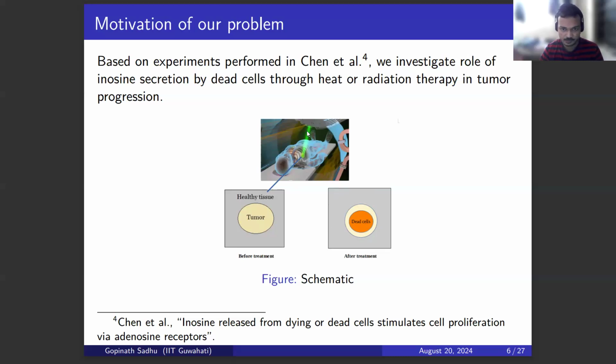The patient has already gone through the treatment protocol, and dead cells are already generated due to this therapy, and these dead cells are secreting the inosine chemical. We study how this inosine chemical impacts tumor growth and regeneration again.